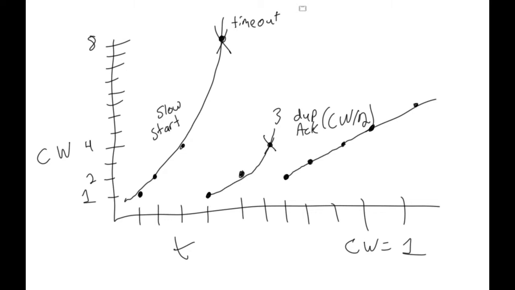2 packets are sent out. 2 acknowledgements are received. Great. Double it. Then your congestion window is set to 4. 4 packets sent out. 4 acknowledgements received. Great. Double it. 8 packets are sent out. And there is a timeout. That means that there was presumably a problem in the network where the timer timed out and the acknowledgement didn't come back, which can be a sign of network congestion.